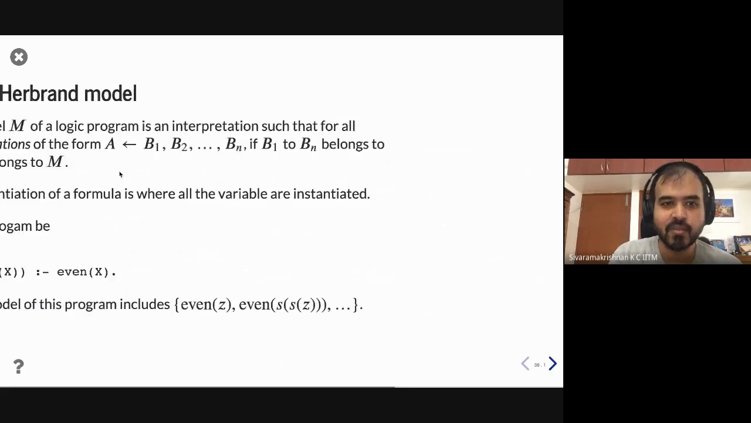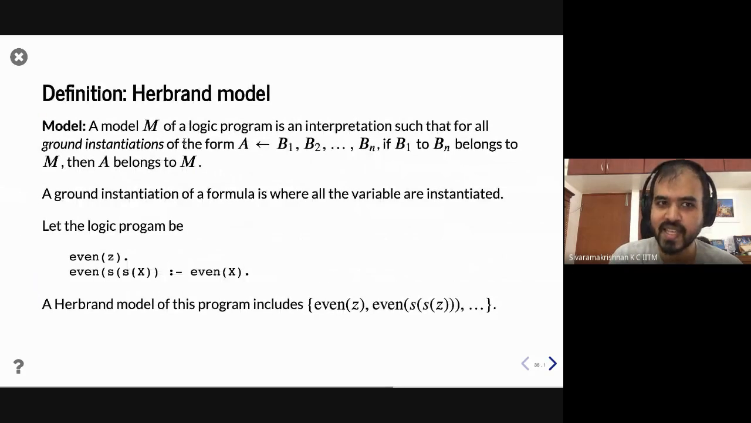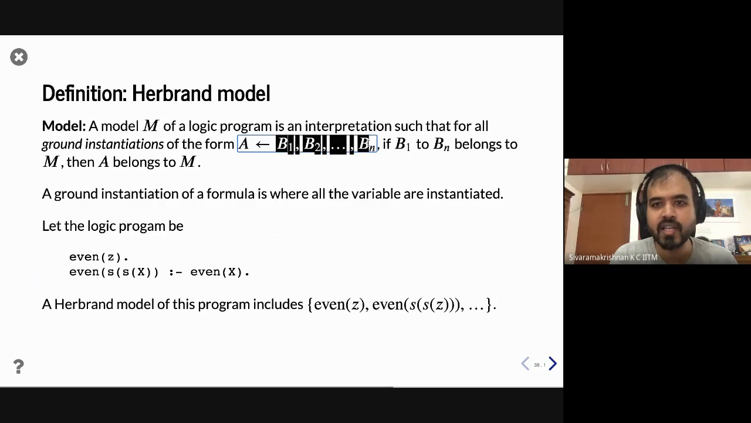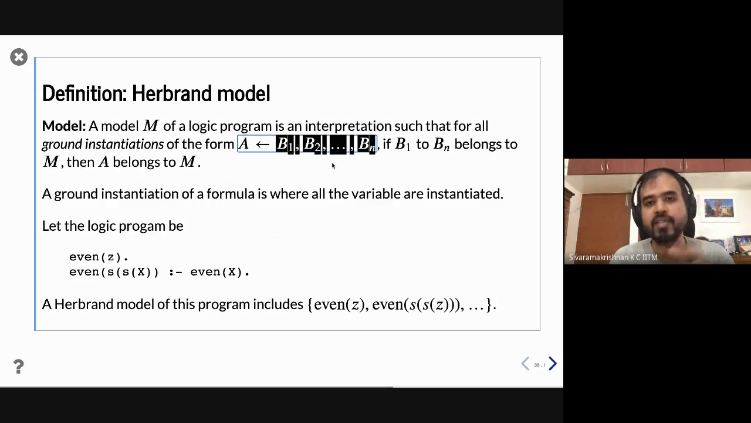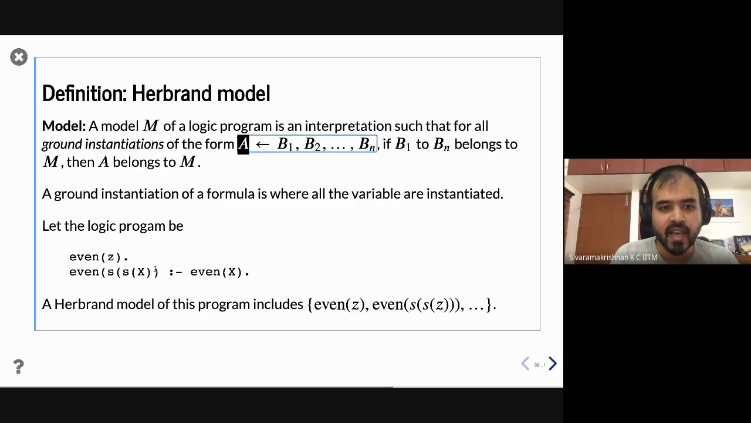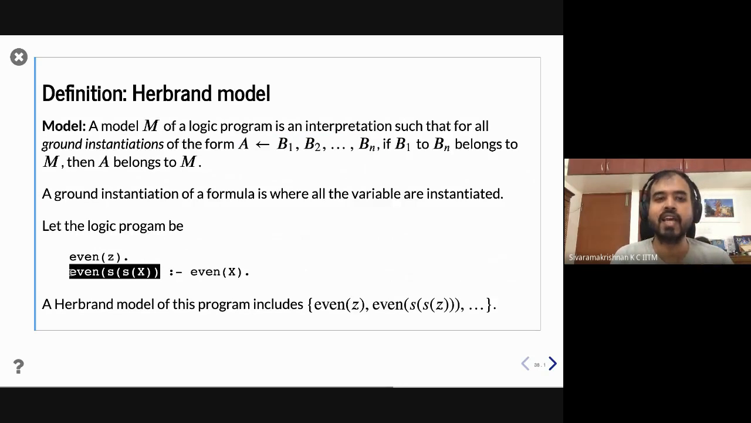If you closely read this definition, it only says that if B1, B2, up to Bn belong to the model, which is a set, then A also belongs to the model. I'm describing a set, saying what the elements in the set are. If all of these ground instantiated B1 to Bn belong to the model, then A also belongs to the model. Concretely, if even of Z belongs to the model, then even of S of Z belongs to the model. It doesn't rule out what doesn't belong to the model. So we are describing sets by what should be in the set, not what shouldn't be in the set. This is the difficulty.